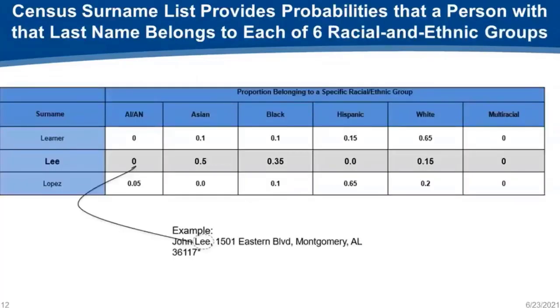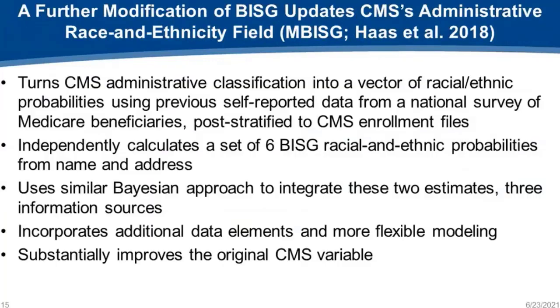And so what you can do with this is for each person in the list, you can look all this up and generate a series of probabilities. Next slide, please. So that's the basic version that just uses name and address. I'd like to say a little bit more about the version that's specialized for Medicare.